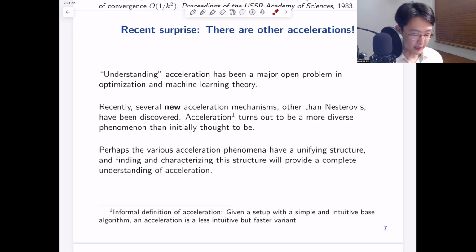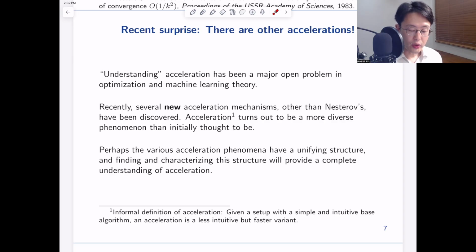So here's an informal definition. Given a setup that admits a simple and relatively intuitive base algorithm, an acceleration is a less intuitive but faster variant of that base algorithm. Now, it's a definition of a kind where I'm basically saying that you know it when you see it. But in this talk, I'm going to show you several accelerations, and I think you will all agree that the ones that I show do indeed constitute accelerations under this definition.